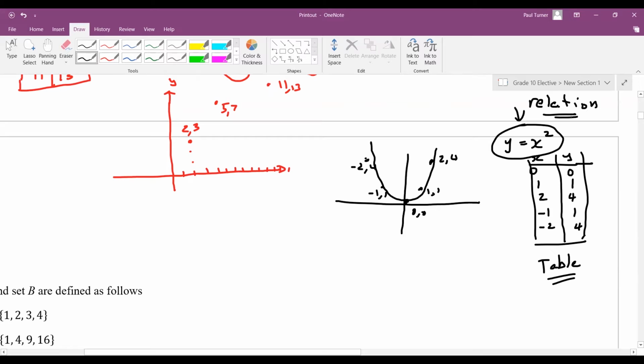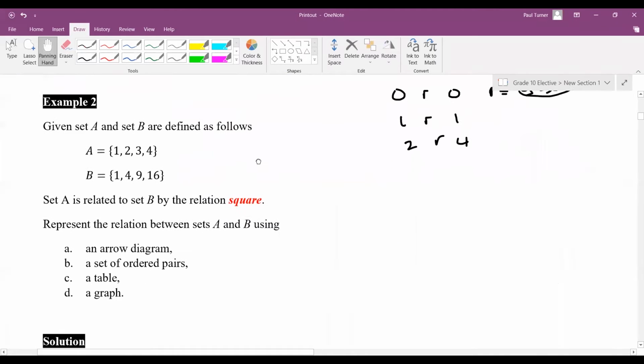So you could write 0 R 0 for the first one, 1 R 1, 2 R 4. And then in each case, you'd say R is y equals x squared, like that. So we'll do more on that later anyway, but that's just another way to look at it. So relations you've seen already in polynomials. All polynomials are relations. We're just looking at it in a different way.